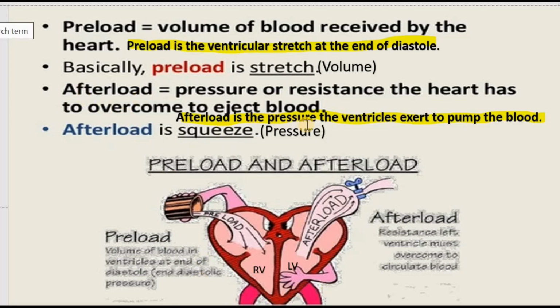That is afterload. Afterload is the pressure the ventricle has to exert to get blood out of the ventricle. It is the pressure, or the resistance, the heart has to overcome to eject blood. So the key point is afterload is the pressure.